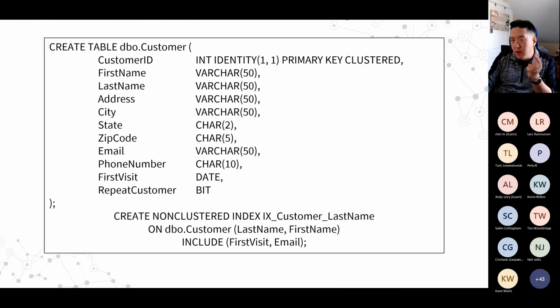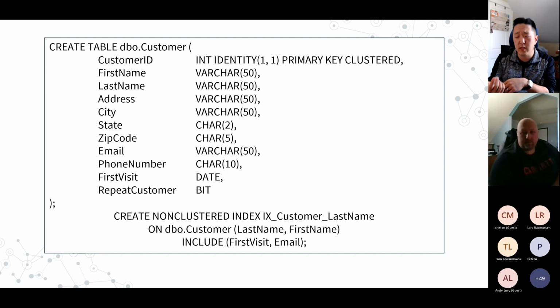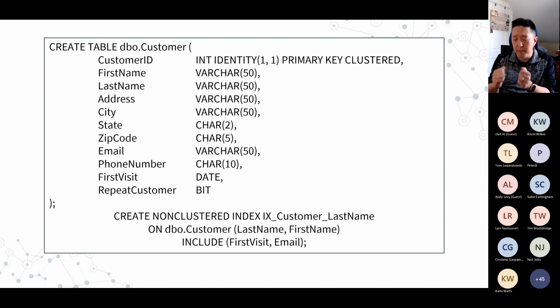So for the purpose of the next 10-15 minutes, we're going to be working with this simple customer table, and you can see it's pretty straightforward. I've right-sized my data types and whatnot as well. Focus more on the bottom. The non-clustered index is what we're going to be talking about today. This non-clustered index has two key columns, last name and first name, and then it has two included columns, first visit and the email address, okay?